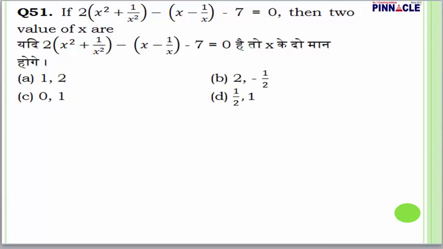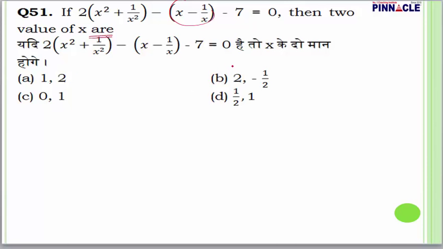So question number 51. If 2 times (x square plus 1 by x square) minus (x minus 1 by x) minus 7 is given, then we have to find the two values of x which can be possible. Always it would be a better idea to solve by the option technique, which is easier. Here if I put, let's say, 1, then it would be 1 plus 1, that is 2, 2 into 2 is 4, minus 1 minus 1, that is 0. Minus 7, it is not possible, so it would not become 0. So the value of x would be greater than 1, and greater than 1 is 2.